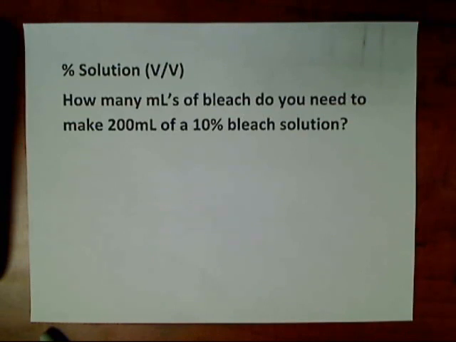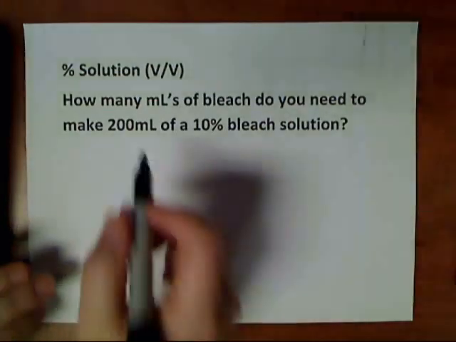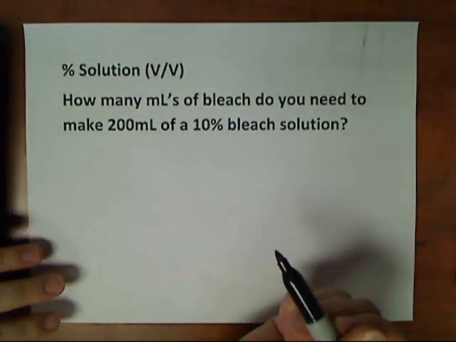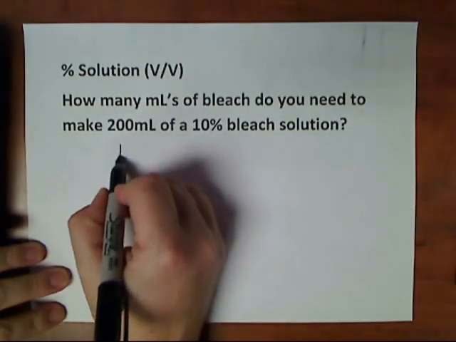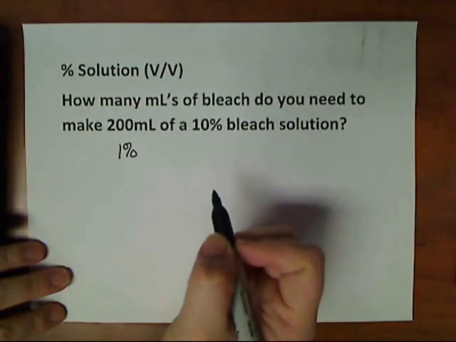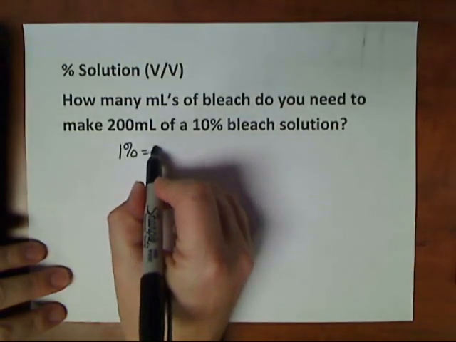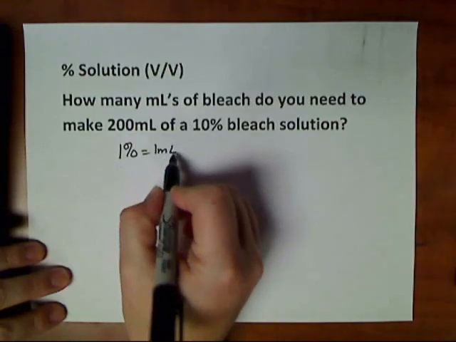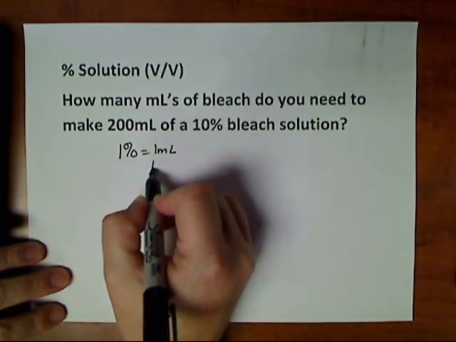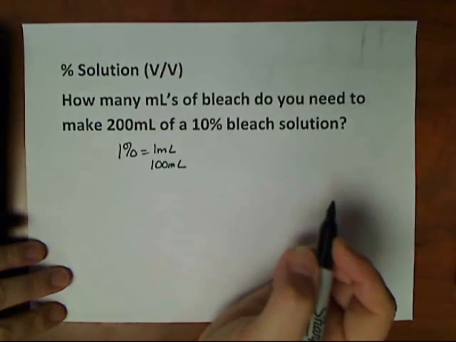For our first problem, we're going to look at the volume per volume with percent solutions. How many mils of bleach do you need to make 200 mils of a 10% bleach solution? Well, whenever you see volume per volume, we're dealing with a liquid and a liquid. So 1% volume per volume means that there is 1 mil for every 100 mils.